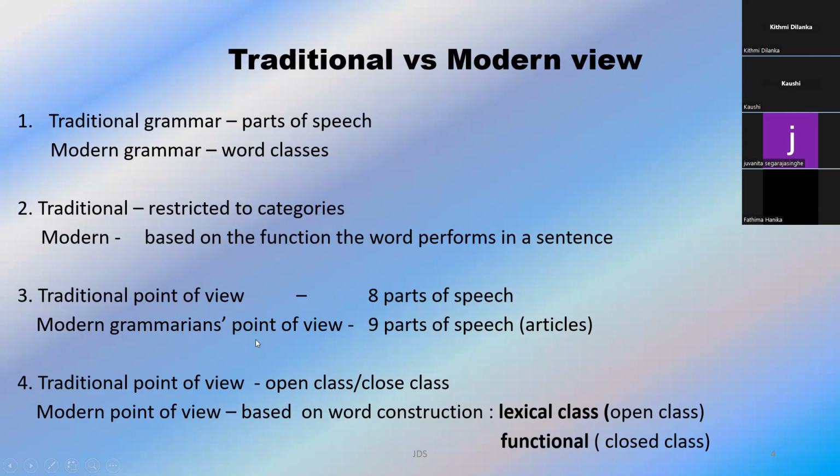Right? So these are the 4 important differences that you can find between the modern and the traditional point of view of parts of speech. So by now you should be able to write down or mention all the 8 or 9 word classes or parts of speech, and identify the difference that exists between the traditional point of view and the modern point of view in terms of parts of speech. That's very important.